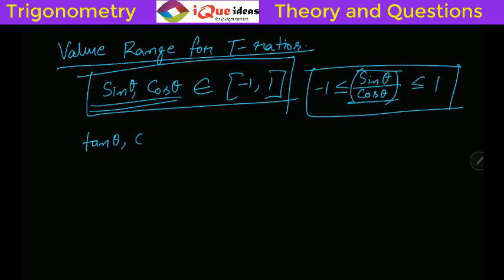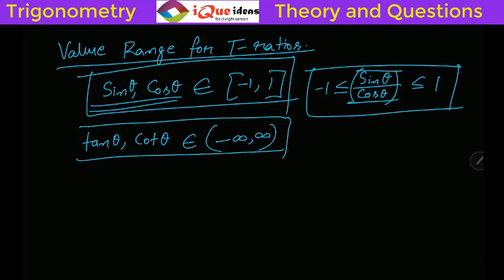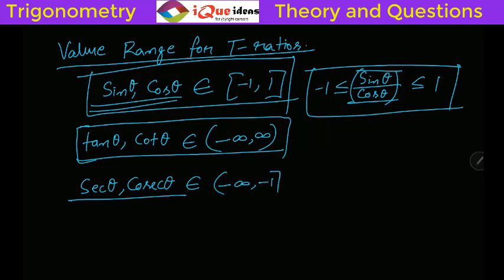Sine theta, cos theta is this. Tan theta or cot theta, these values will be anything from -infinity to infinity. Right? So that means for any angle theta, the value of tan and cot can vary from -infinity up to +infinity. And the value of sec theta and cosec theta, this is very interesting. It does not belong to -1 and 1 or between -1 and 1. It is either below -1. So we can say it is in the set -infinity to -1 and union 1 to infinity.